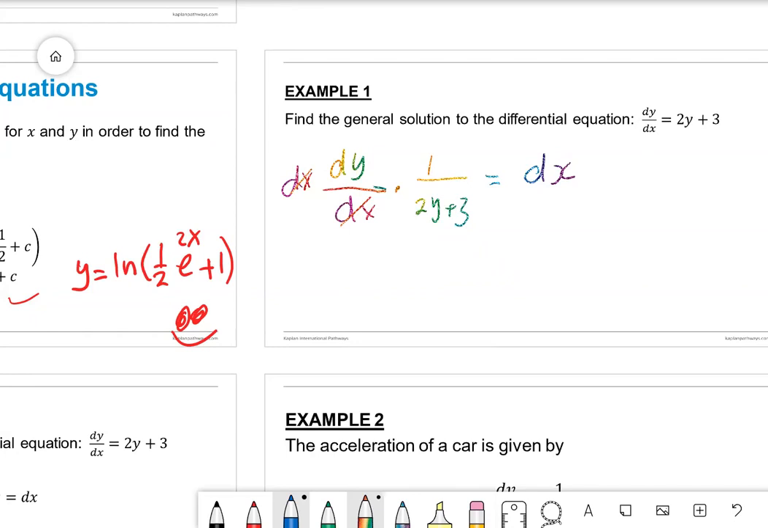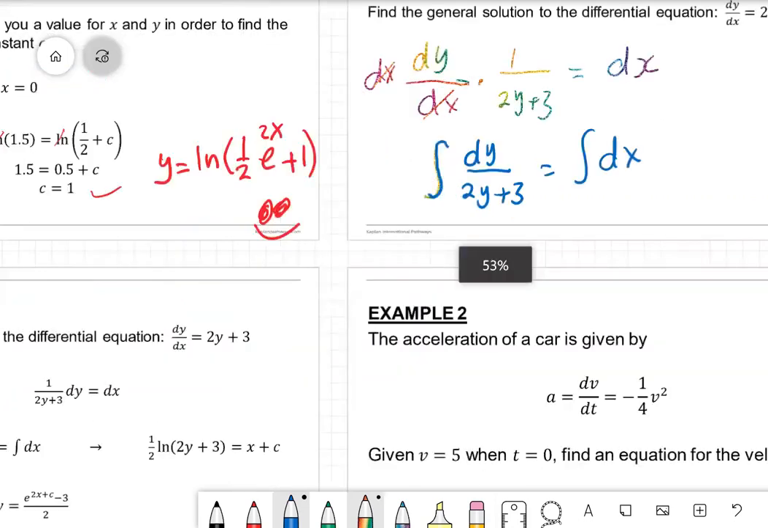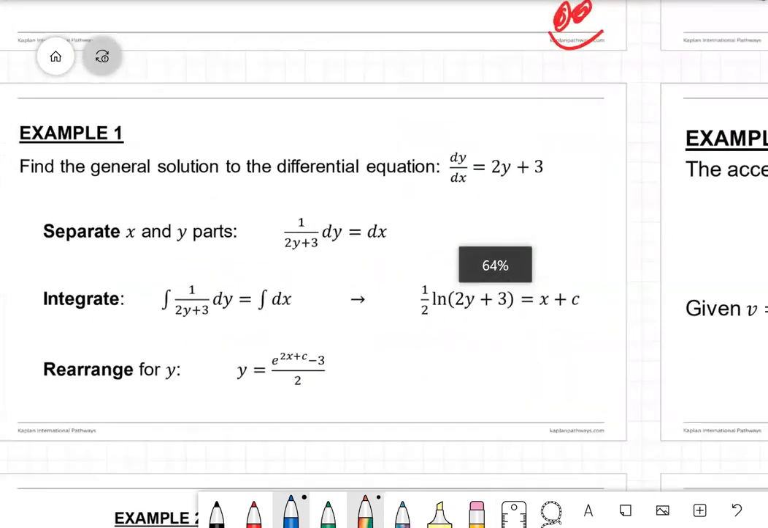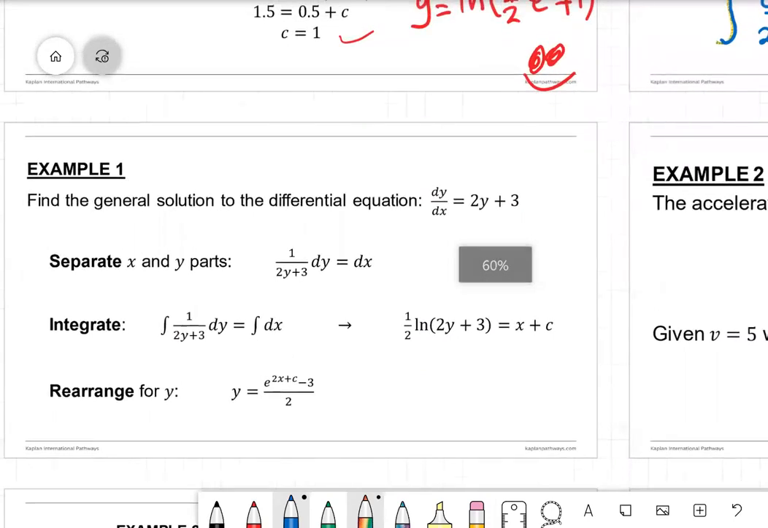So now we will integrate. So this is going to be the integration. Change the color, maybe better for you. The integration of dy over 2y plus 3 equals the integration of dx. Okay. So when we integrate, we have now 1 over 2y plus 3 dy equals dx. Then we integrate. The integration of the dx is x plus c, right?